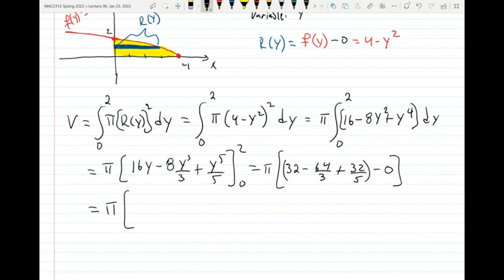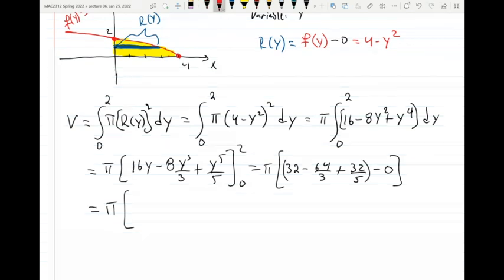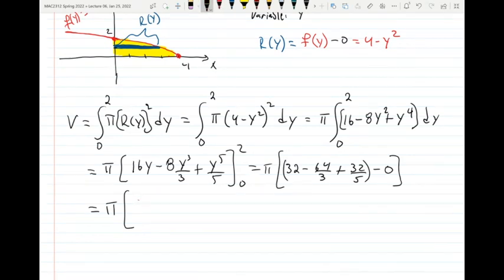I have two notebooks. So let's see, 32 times 3, so I'm going to multiply here top and bottom by 3. So 32 times 3, that's 96, right? 96 minus 64, that is 32. So that's 32 over 3. Yeah, that's nice. So that's 32 over 3 minus 32 over 5.